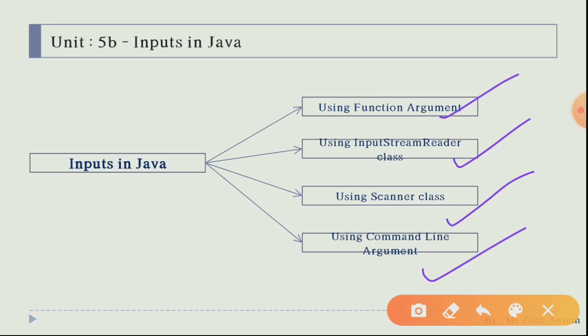If it has been asked in the question that you have to take the input using function argument, then it is mandatory that you use this option. If it has been asked that you have to take an input from the console, just written as from the console, then you can choose any option from these four. It is not mandatory to use any one of them.